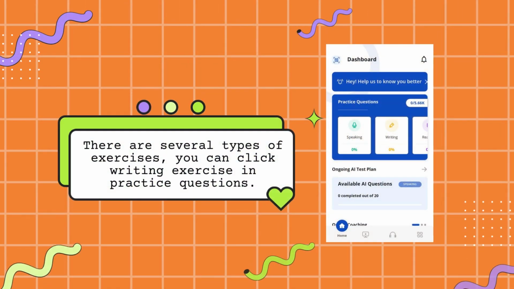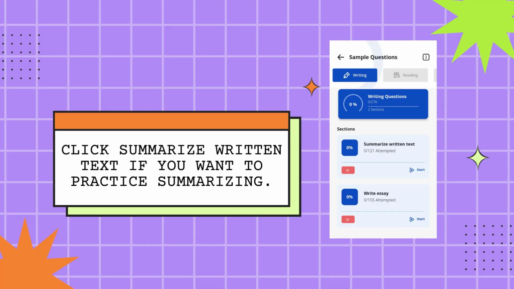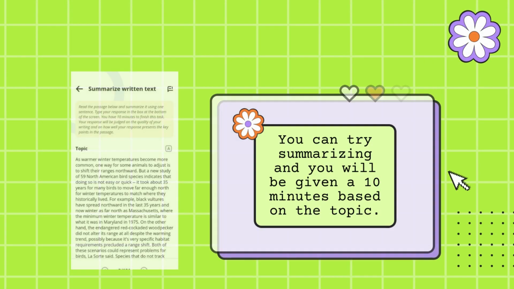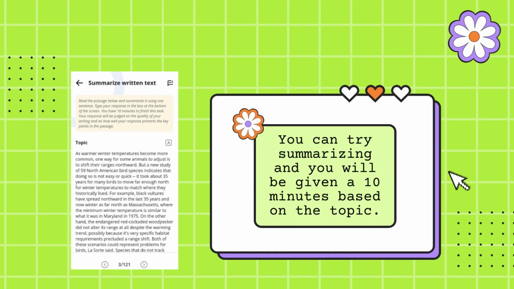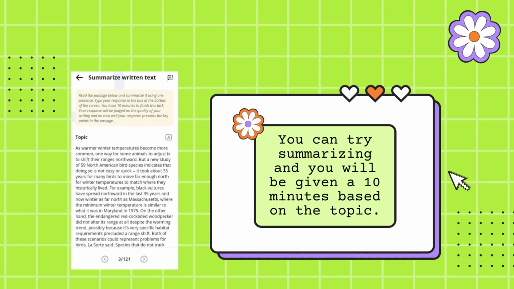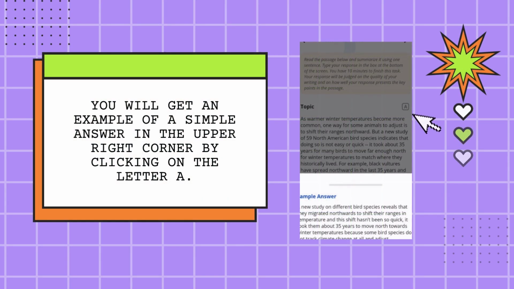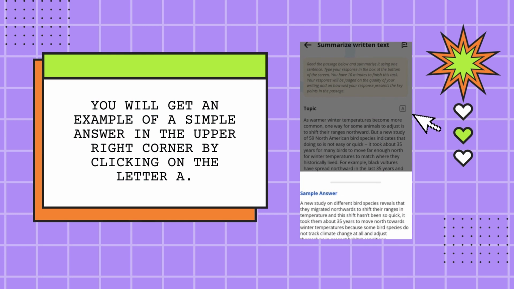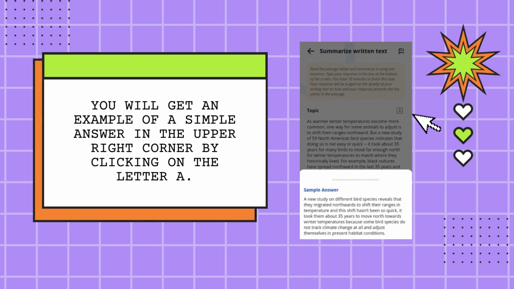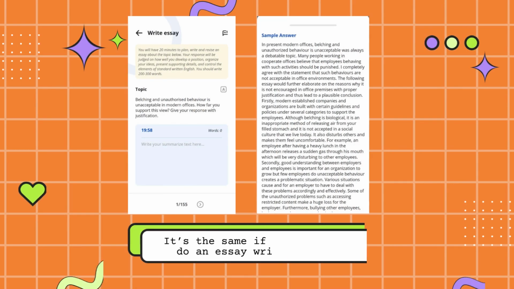There are several types of exercise. You can click writing exercise in the practice question. You can click summarize written text if you want to practice summarizing. You can try summarizing and you will be given 10 minutes based on the topic. You will get an example of a simple answer in the upper right corner by clicking on the letter A. It's the same if you are going to do an essay writing exercise.